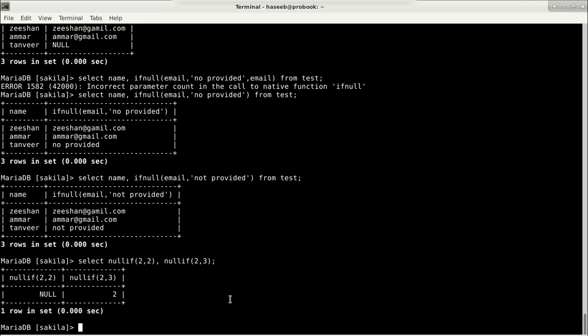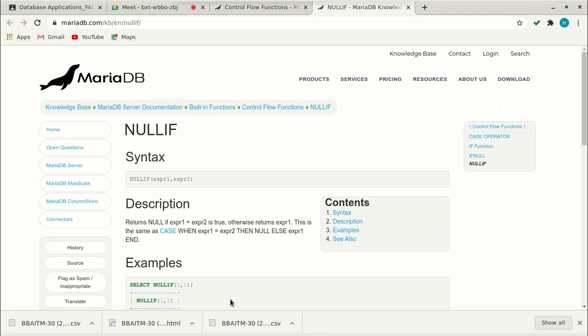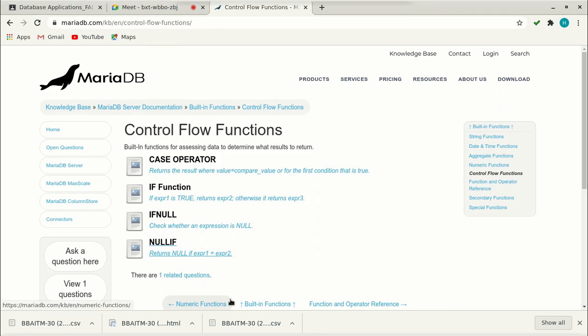So we use it when we have such a scenario. If the two values are similar, we have to output a null value, and if they are not similar, we have to output the first value, the value of the first parameter. So in fact these first three are mostly used. I have used them, the CASE operator, IF function and IFNULL, a lot of times in many projects. So they are the most commonly used ones: CASE operator, IF function and IFNULL.